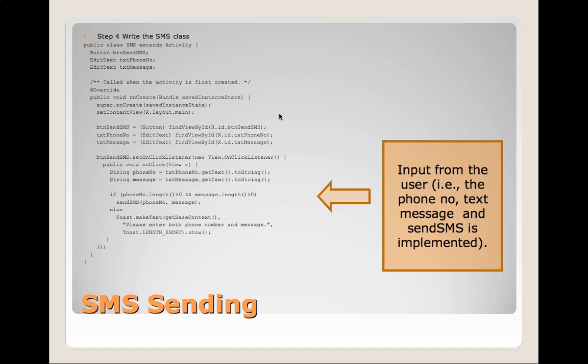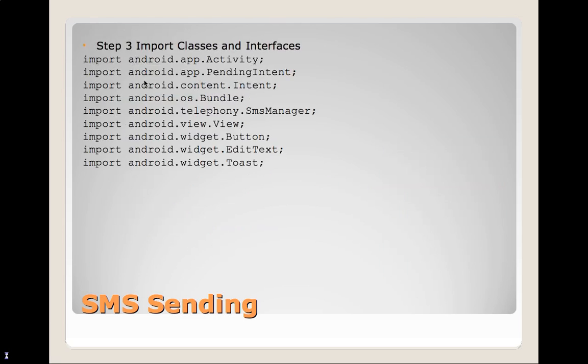To write the SMS class, you have the input from the user, the phone number and the text, and then you take the text that's in those edit text boxes, and we're going to use them. So here's what the code looks like in this particular example that does both.